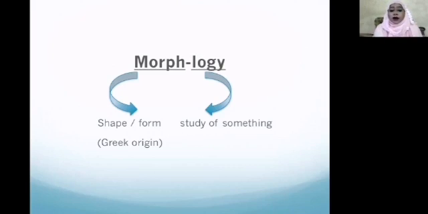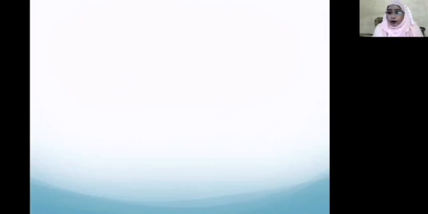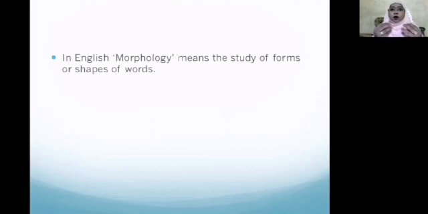We study about the forms of words, how words are created, how we can create new words, right? How can words be formed? How can we clip the words to make meaningful units? So in English, morphology means the study of forms or shapes of words, even the internal structure of words. We study everything about words in morphology, in this branch of linguistics.